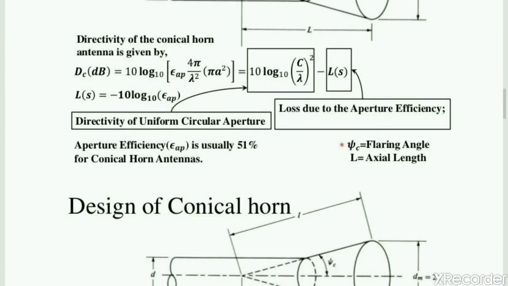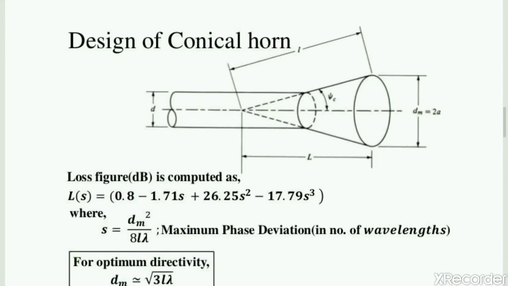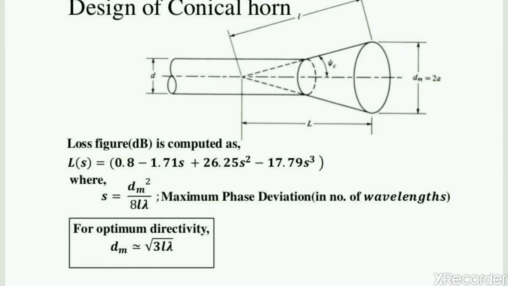So we will move forward. For the design of conical horn, the same geometry figure is used here. So we can calculate some standard designs for the conical horn, which is used to improve the directivity of conical horn. As we have seen earlier in the last formula, the directivity of conical horn totally depends upon the directivity of aperture, or we can say the axial length and diameter of the aperture. So these are the basic dimensions which will contribute to the increase in the directivity of conical horn antenna.